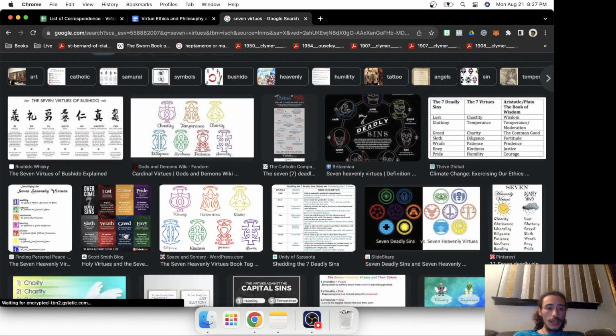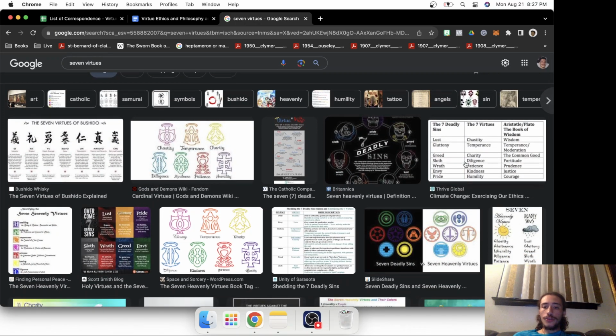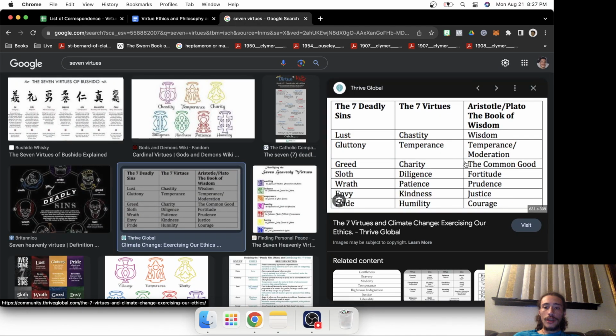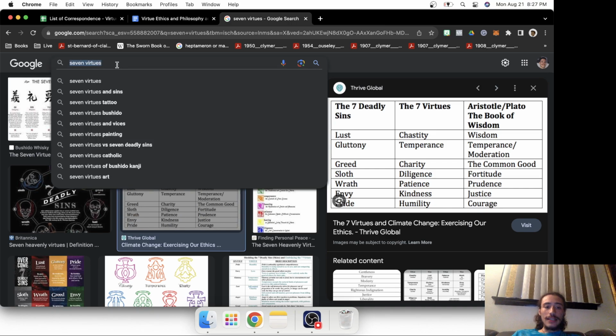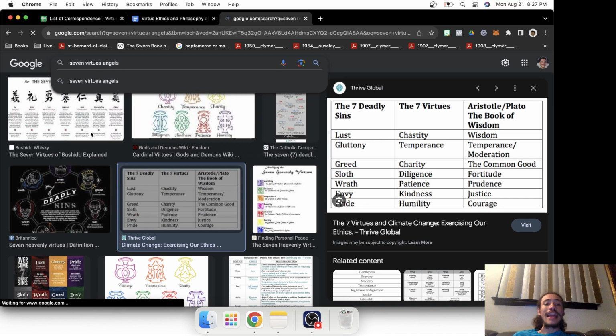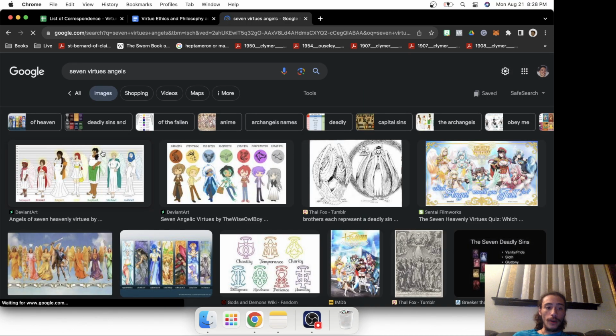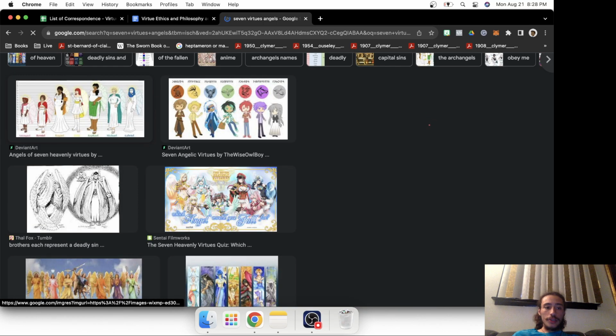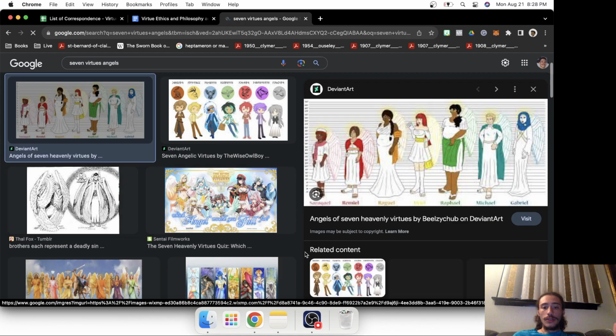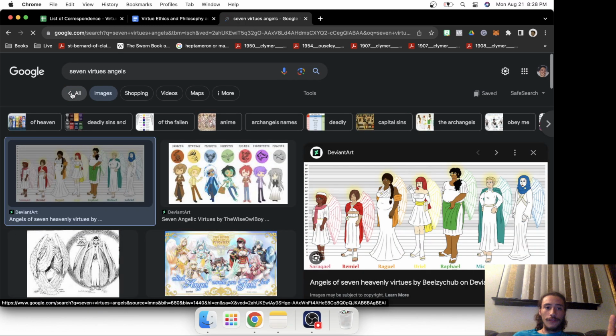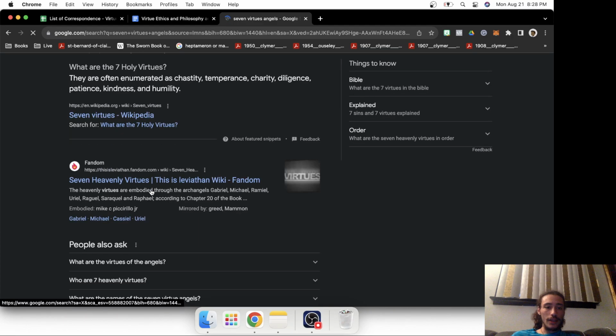So within the Christian tradition, we have the seven virtues, which are chastity, temperance, charity, diligence, patience, kindness, humility. But we also have their opposites, which are lust, gluttony, greed, sloth, wrath, envy, pride. These seven deadly sins are associated with seven demons. These seven virtues are associated with seven angels, the Elohim, right? Classical theory, it'll change.